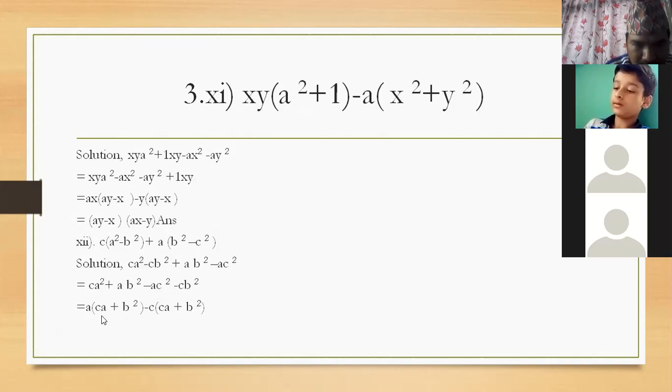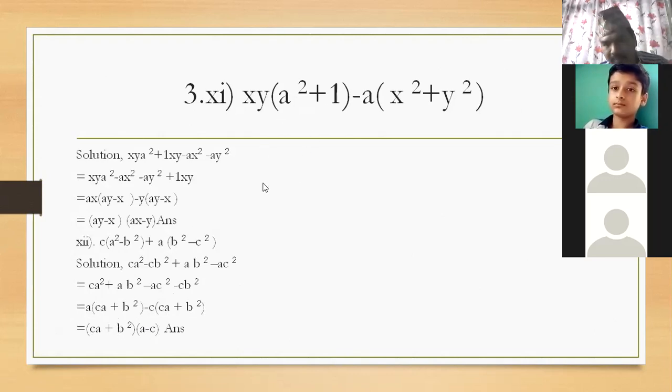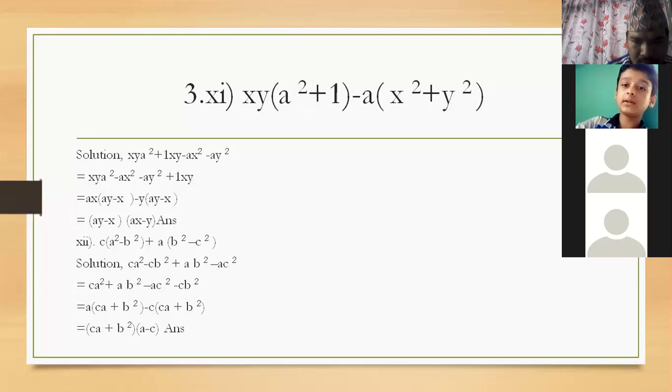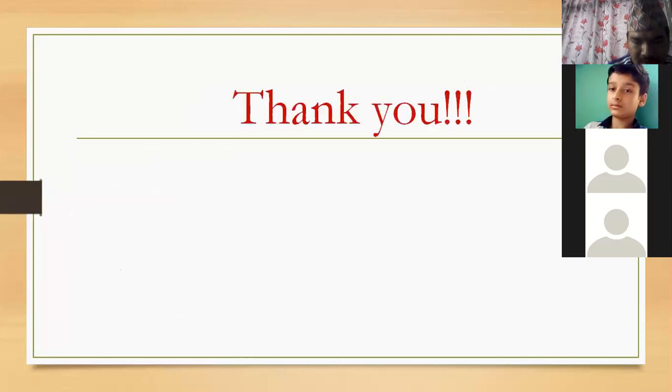Now look, in the first bracket there is ca plus b square, and in the second bracket, look here, ca plus b square. Are they same? They are same, that's why our shuffling grouping is correct. Now ca plus b square and a minus c remain in the brackets. These are the two factors of this factorization. Okay, children, are you clear? Yes, sir. Now I am moving to the next one.